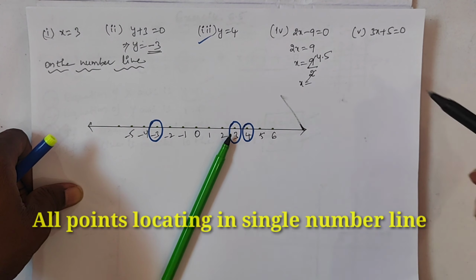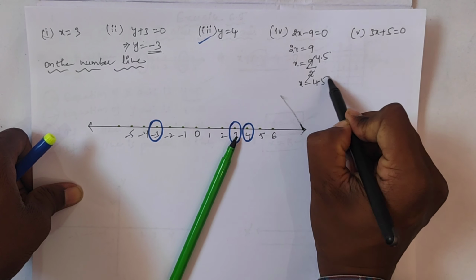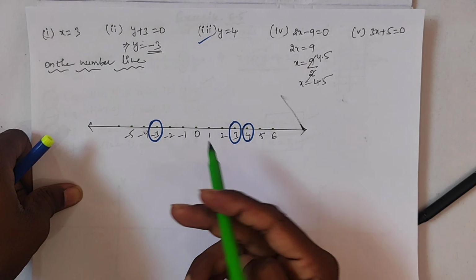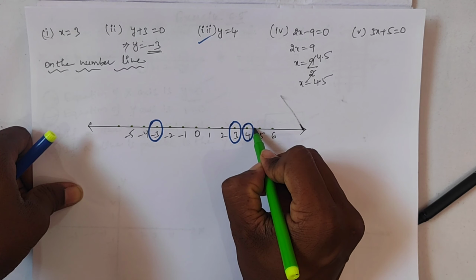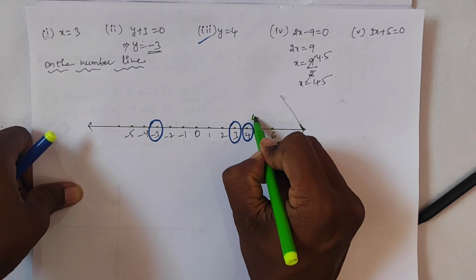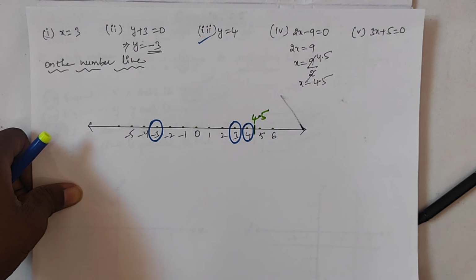You know 4.5 lies on the right side of the number line because it is a positive value, right? X equals how much we got here? 4.5. So 4.5 units to the right side of 0. So 4.5 lies between 4 and 5. Here it is, 4.5. Clear?